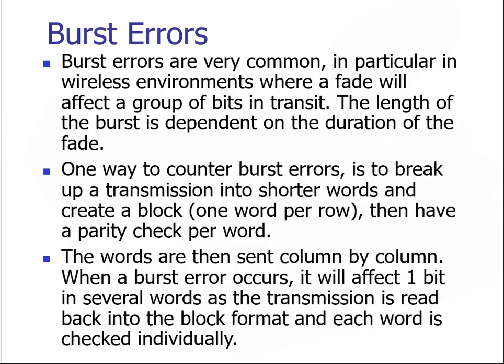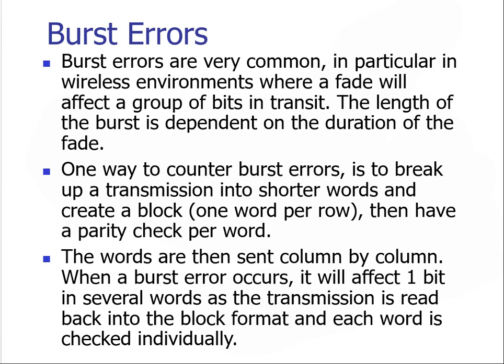Burst errors are very common, in particular in a wireless environment where a fade will affect a group of bits in transit. The length of the burst depends on the duration of the fade. One way to counter burst error is to break up a transmission into shorter words and create a block, one word per row, then have a parity check per word. The words are then sent column by column. When a burst error occurs, it will affect one bit in each word as the transmission is read back into the block format and each word is checked individually.